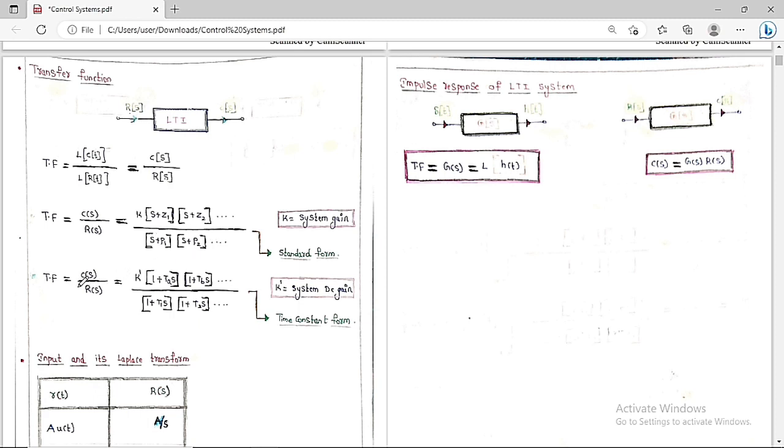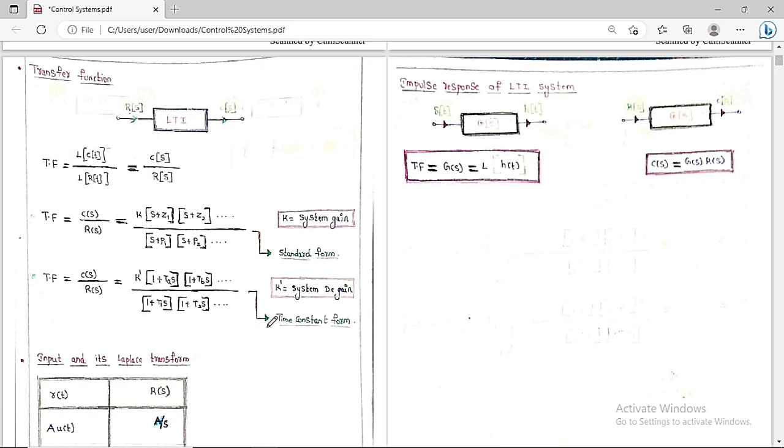Now you can also represent this in another format. The transfer function C(s)/R(s) is equal to K(1 + τ1 s)(1 + τ2 s) and so on, divided by (1 + T1 s)(1 + T2 s) and so on. If you rearrange the standard form, you are going to get this one.